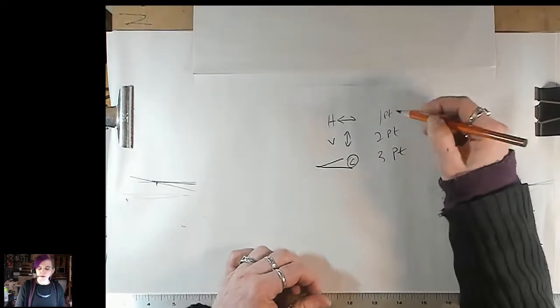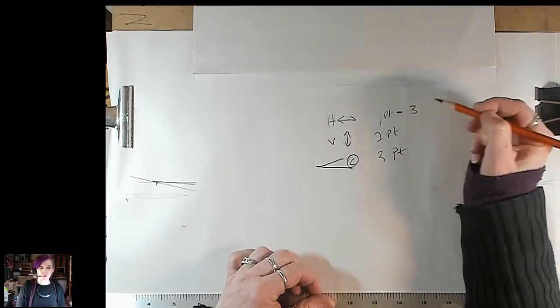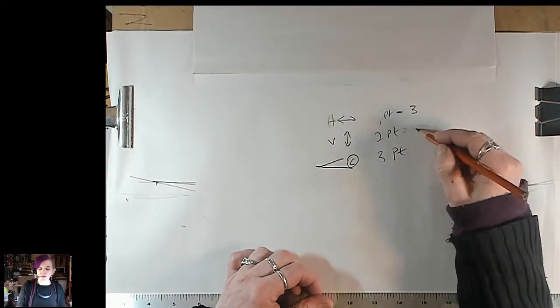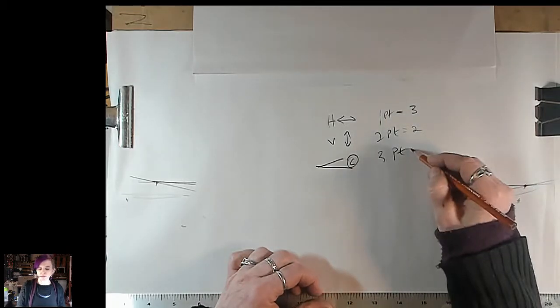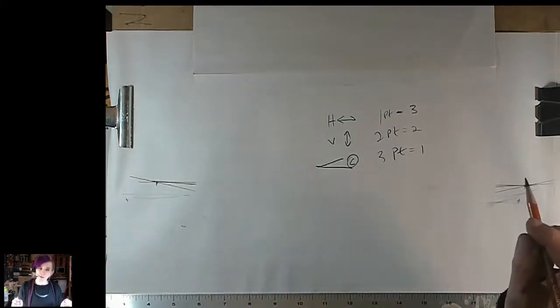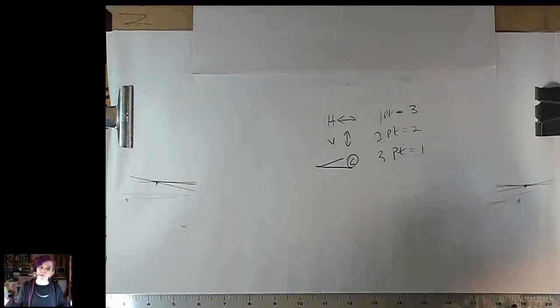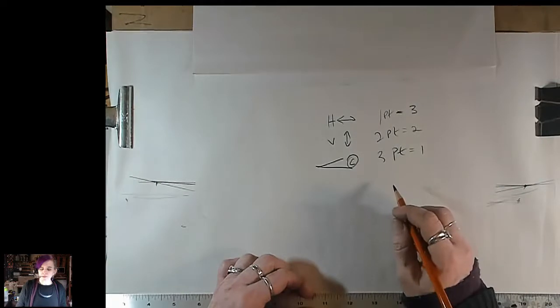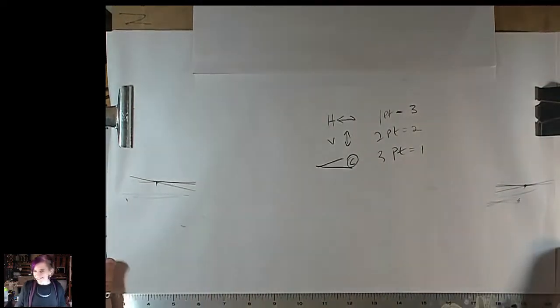Okay. 1-point perspective has all 3 kinds of lines. 2-point perspective only has 2 kinds of lines. 3-point perspective only has 1 kind of line. That should help a little, or maybe it'll make it more confusing. I don't know, but there it is. I know, it's so fun.